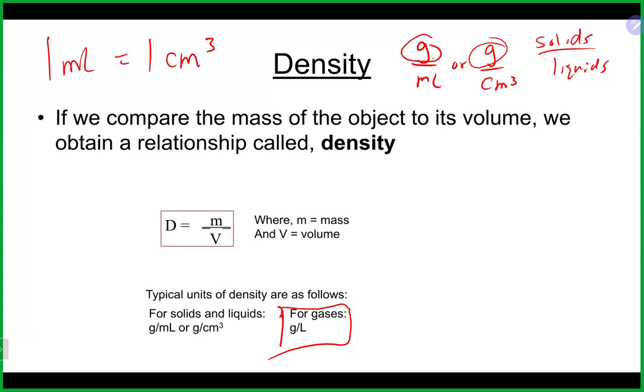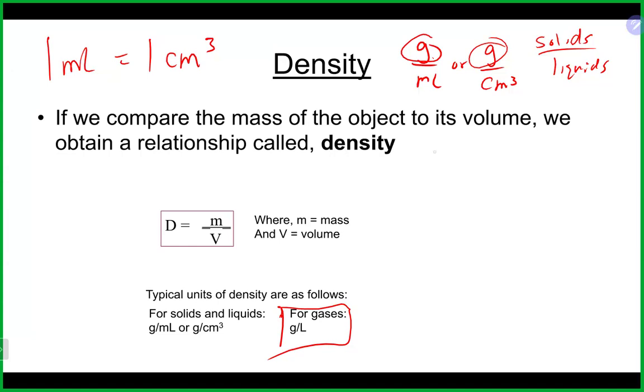We can take the volume by simply reading the volume, or we could do something like you did last week by taking some length measurements of the square or the wood block, the length times the width times the height, which will give you your volume in cubic centimeters when you cube that.